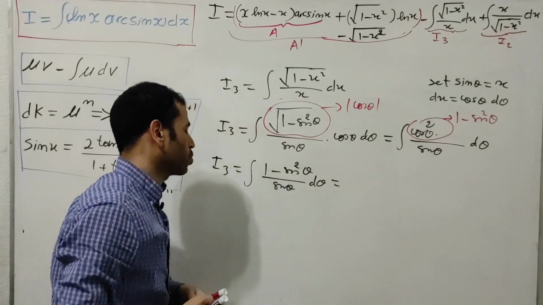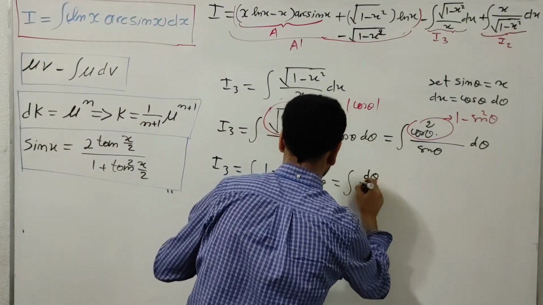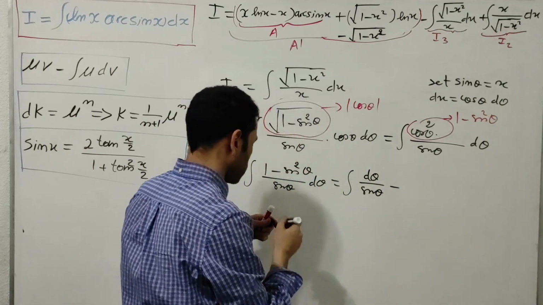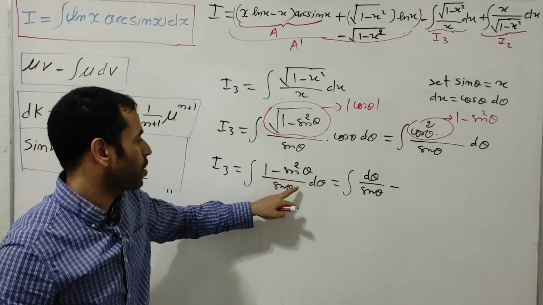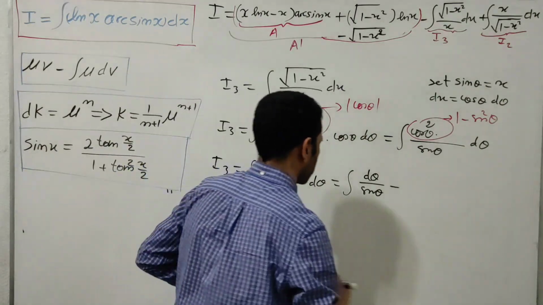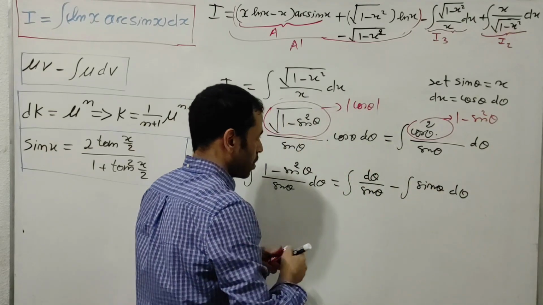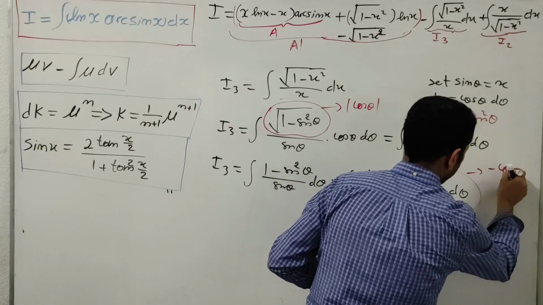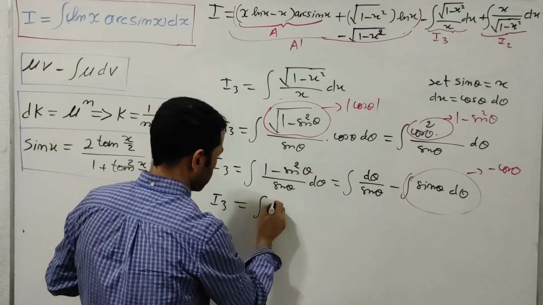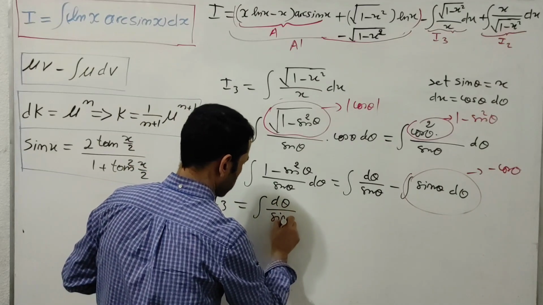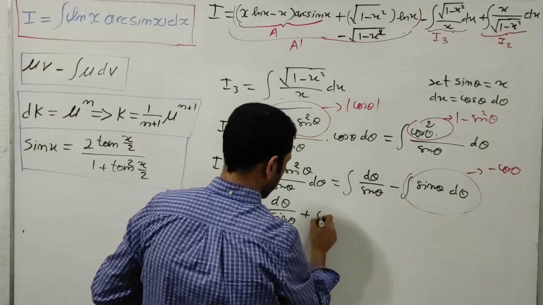So I'm going to split this integral into two integrals. I will have first integral d theta divided by sine theta. Second integral, I will have minus sine square theta over sine theta. By simplifying by sine theta, I will have minus the integral of sine theta d theta. This one turns to minus cosine theta. So we'll have I3 integral equals d theta divided by sine theta plus, with this minus sign, this minus becomes plus cosine theta.